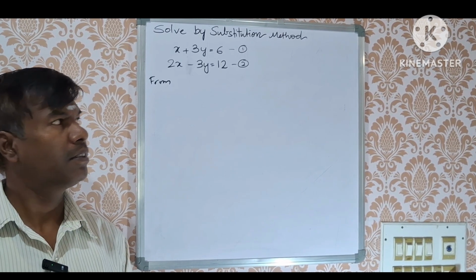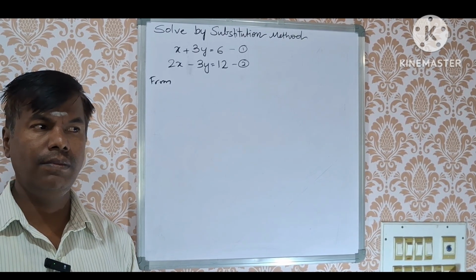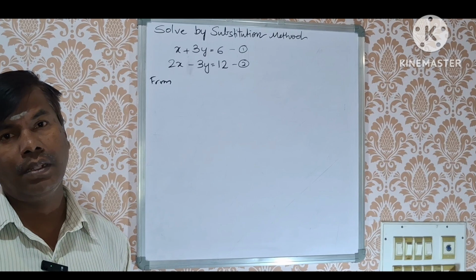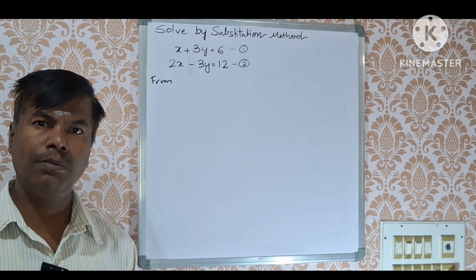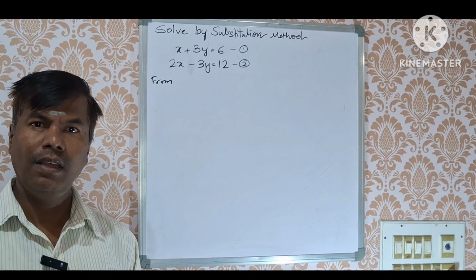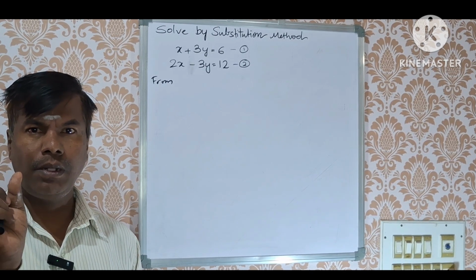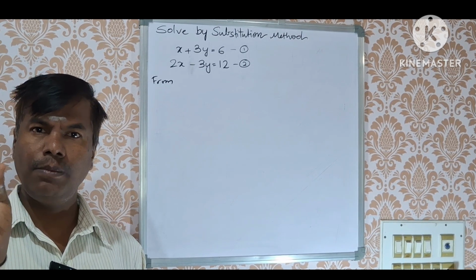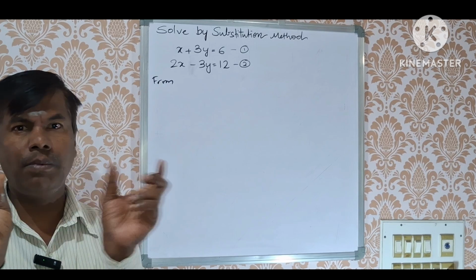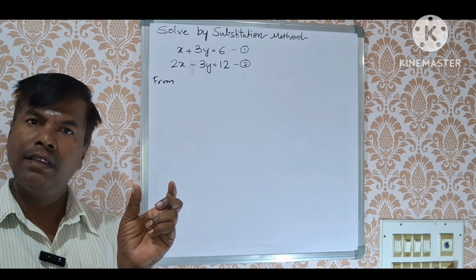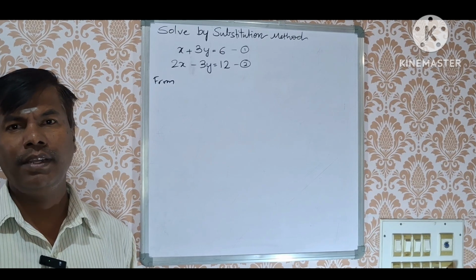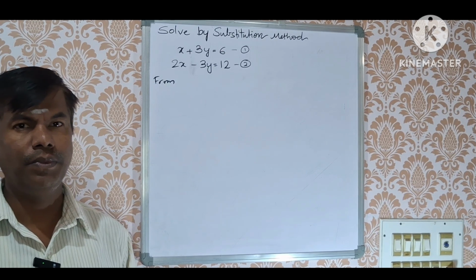Solve the pair of linear equations by substitution method. We have solved the same problem by graphical method. Now we are solving by substitution method. How to solve in substitution method? What is the procedure? Select one of the equations, keep any one variable on one side and the remaining part to the other side. Then substitute the value of that variable in the second equation. Then you will get the solution.